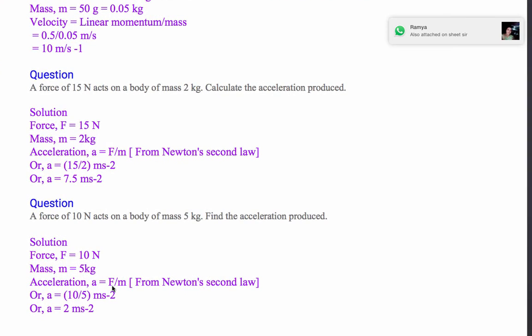It says, a force of 15 Newton acts on a body of mass 2 kg. Calculate the acceleration produced. Mute yourself.